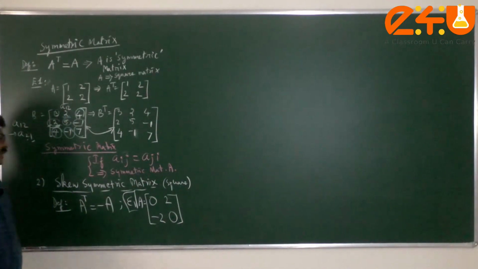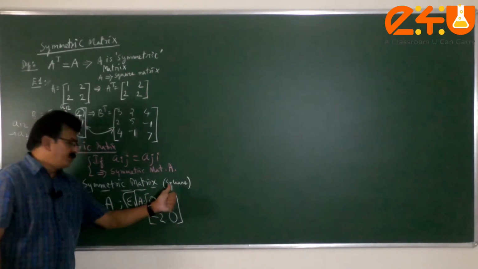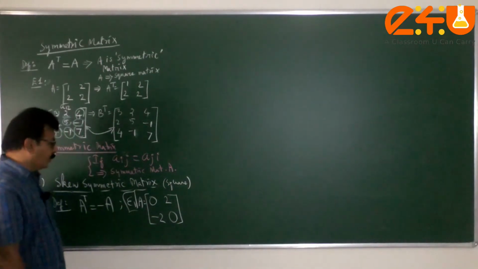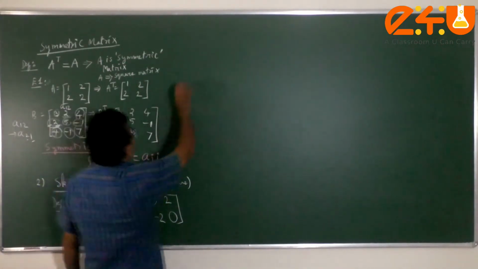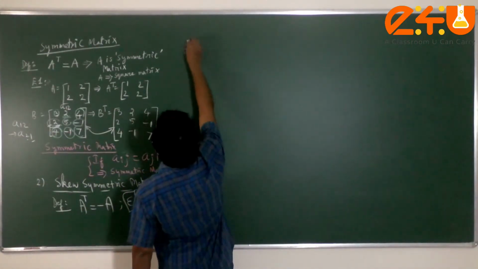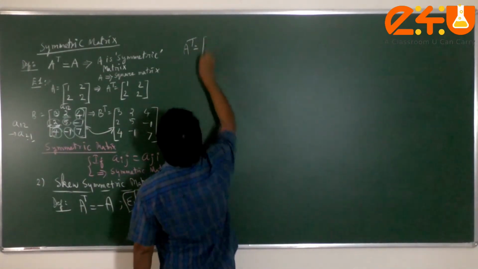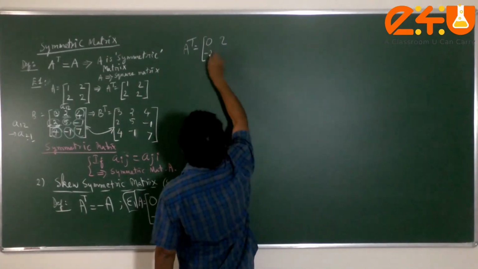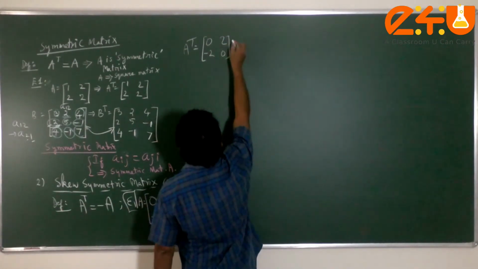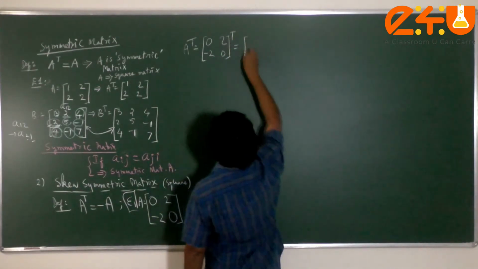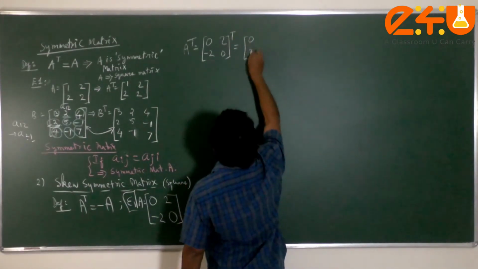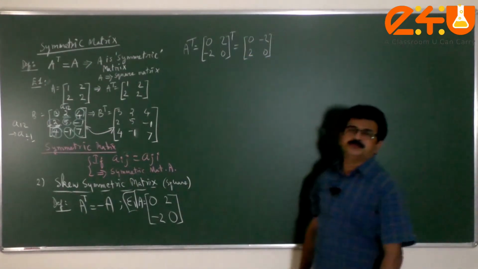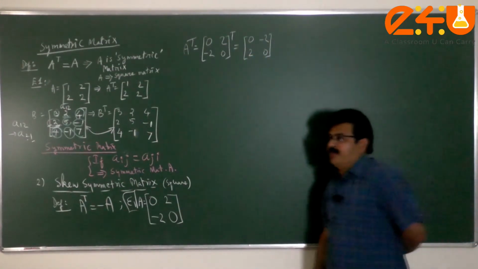So the given matrix I am assuming as 0, 2 in row 1, -2, 0 in row 2. Can you write the A transpose now? What is that? 0, 2 in row 1, -2, 0. I have not transposed yet, so I am writing the transpose of that, which means 0, 2 in column 1, -2, 0 in column 2. So that is what is happening.